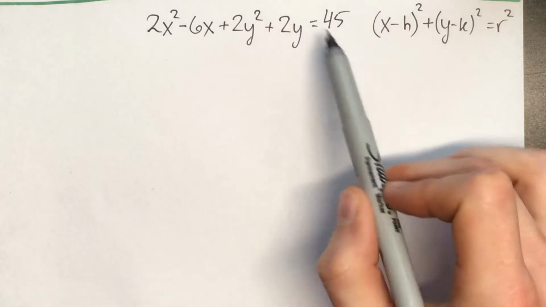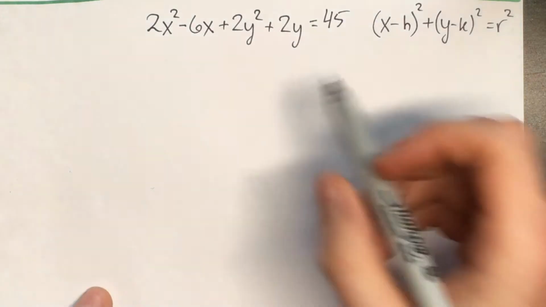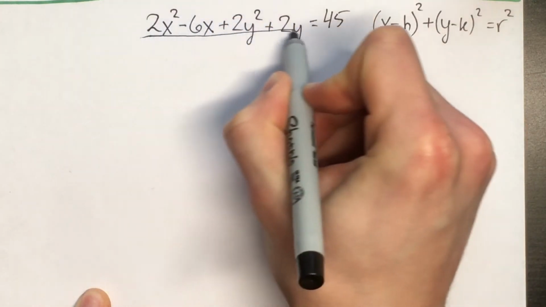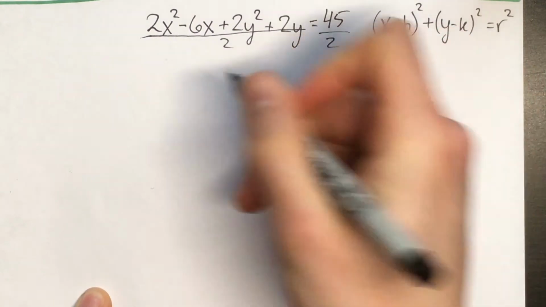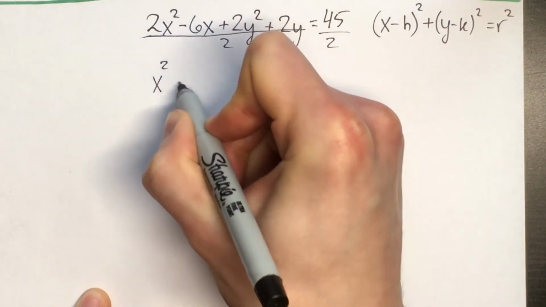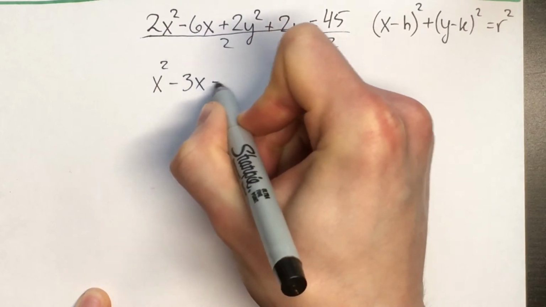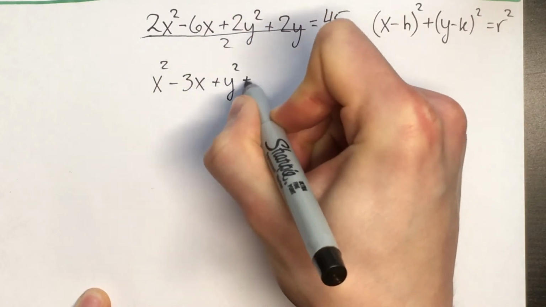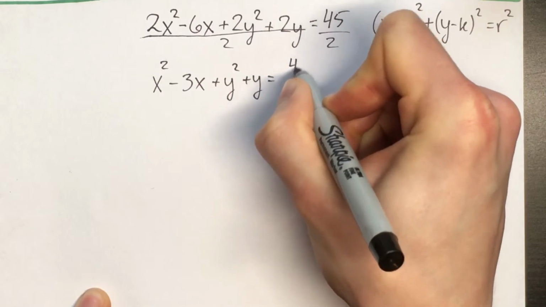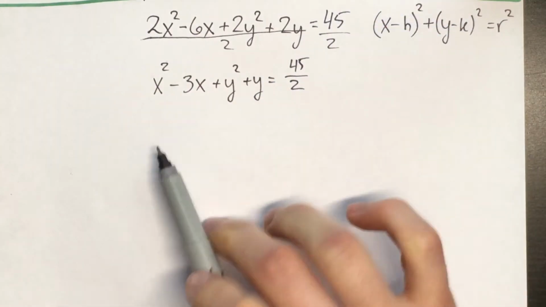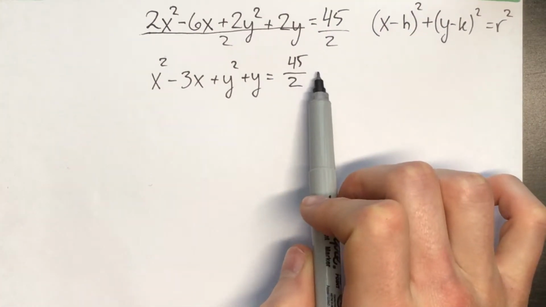Yes, that'll give me 45 over 2 on the right, but I don't really care about that right now. So I'm going to divide both sides, everything, by 2. That gives me x squared minus 3x plus y squared plus y is equal to 45 over 2. This is a little bit easier to deal with. Now let's go ahead and complete the square.